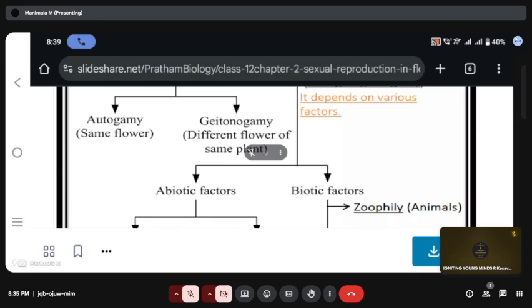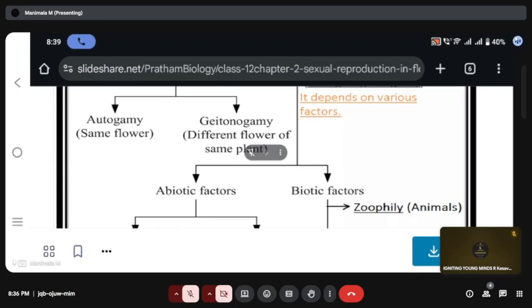Yes, ma'am. So what is that? The disadvantages of the pollination. And the next one is, what is geitonogamy? How will you pronounce it? Geitonogamy.